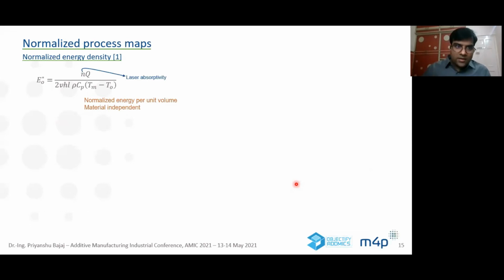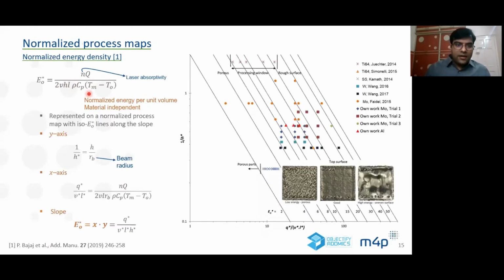Another more advanced approach is the so-called normalized process maps. This does take material properties into account. So we have rho density, Cp heat capacity, melting temperature, and of course ambient temperature. Using this, I can make such normalized process maps, where you see it gives me a range. Below a certain value I have very low normalized energy density, and above a certain value I have very high energy density, which of course leads to effects like balling, pinholing, etc.